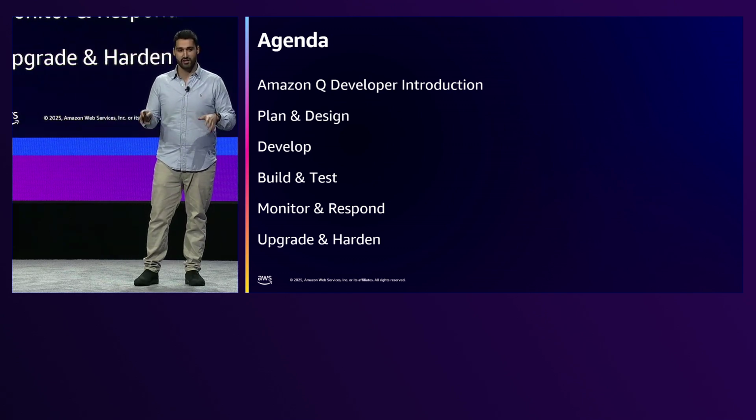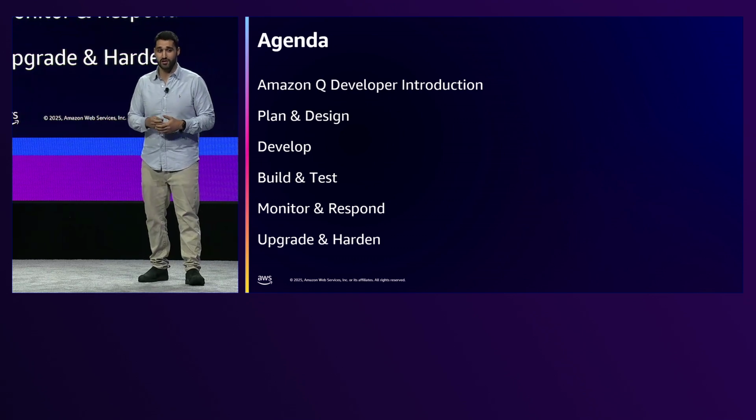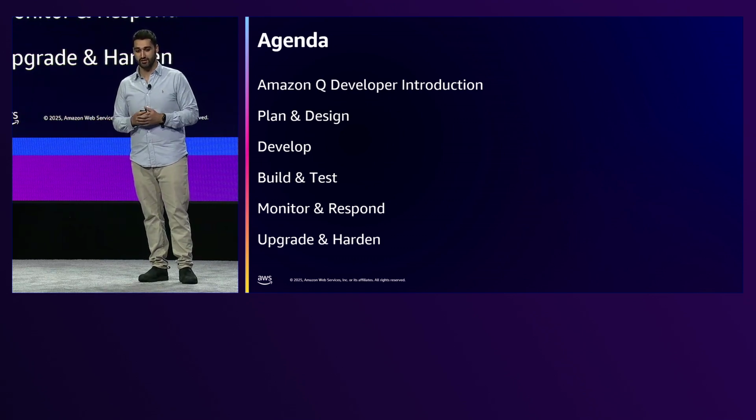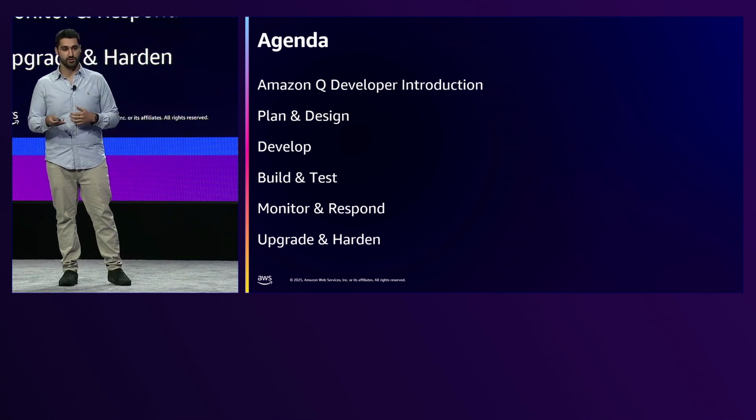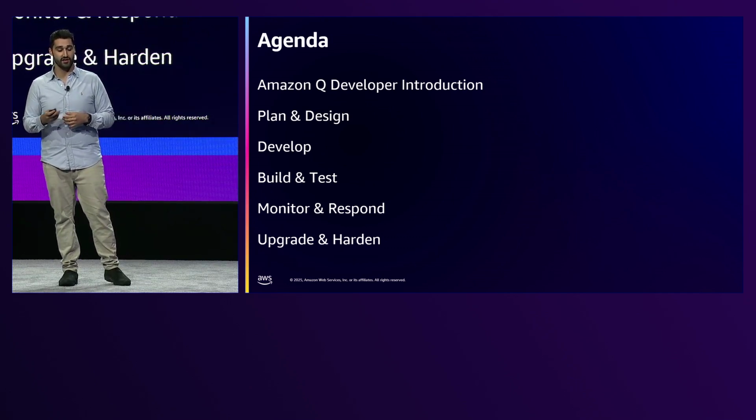You have your application already running there. You have a new vulnerability, a new security issue. You have a new requirement to make a major upgrade. How Q and the transform capability can really help you to do this in a more easy and efficient way.